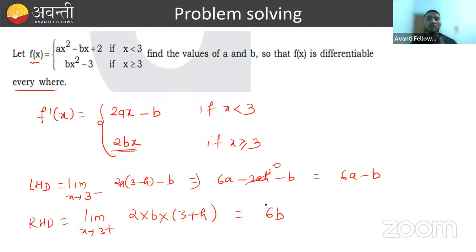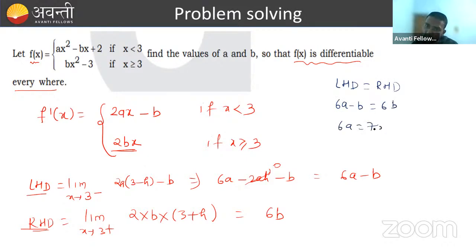Okay, and I have told you that we have to take the values of a and b so that the function is differentiable everywhere. It means if it is differentiable everywhere, LHD needs to be equal to RHD. It means the left hand derivative should be equal to the right hand derivative. So from here we will get one equation, that is 6a minus b is equal to 6b. So 6a is equal to 7b.